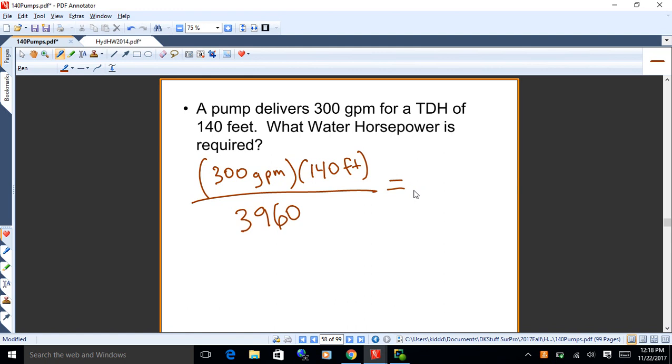And that gets you 10.6. So that's the power you have to deliver to the water, so it's called water horsepower: 10.6. That's really the thing to remember, is that formula, and it's on your formula sheet.